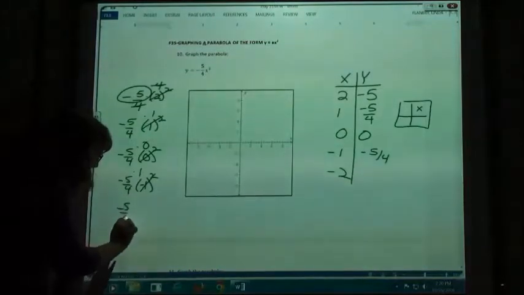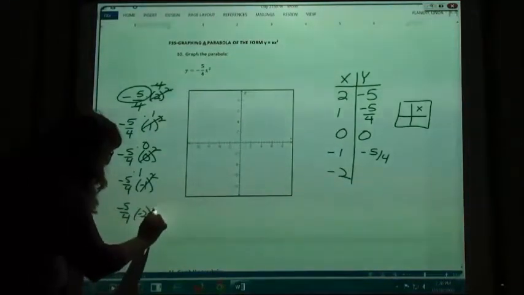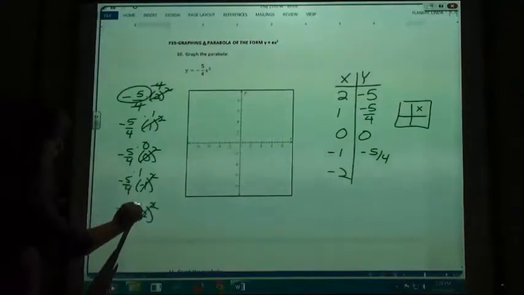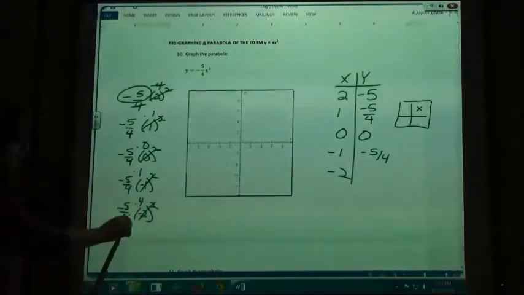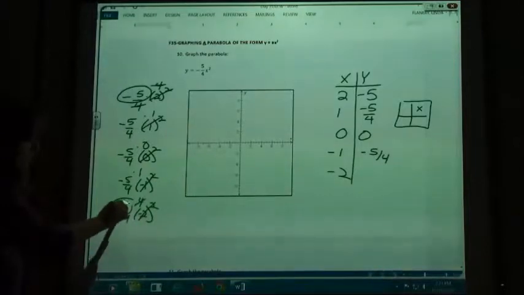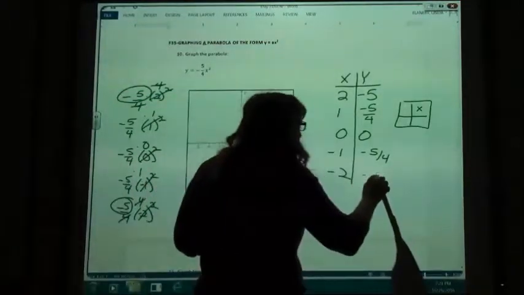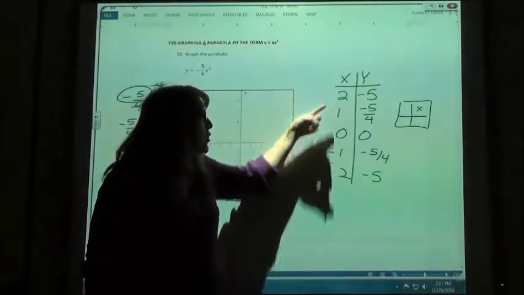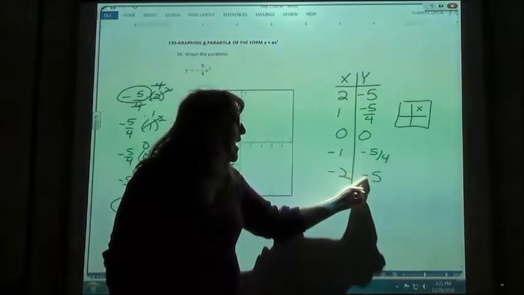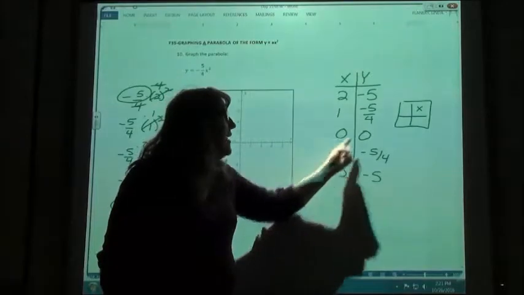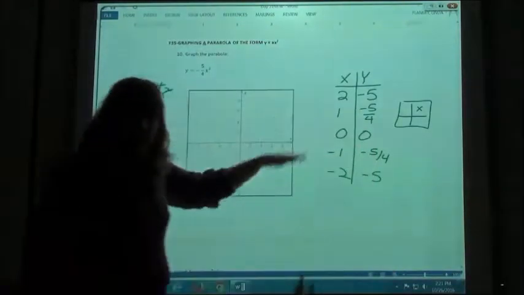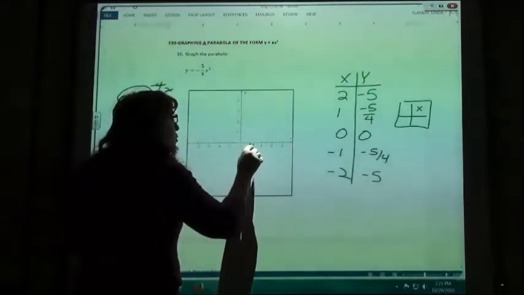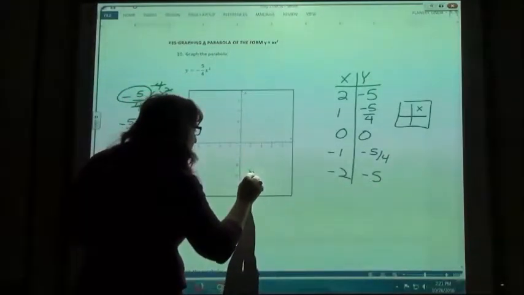Lastly, I'm going to do negative 5/4 times negative 2 squared. A negative 2 times a negative 2 is a positive 4. The 4's are going to cancel, so I just get that negative 5 on the top. So if you did this correctly, notice the answers for 2 and negative 2 are the same, and the answers for 1 and negative 1 are the same, because I have to get my graph to look like a nice U. Plotting my points. 2 over, down 5.